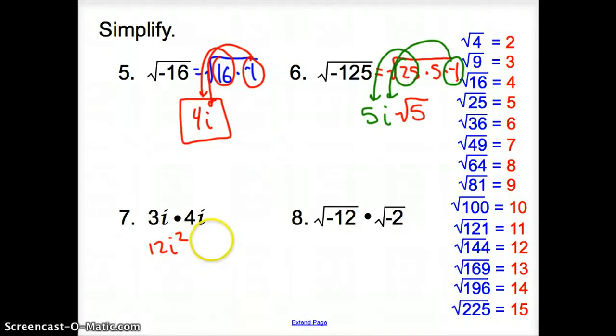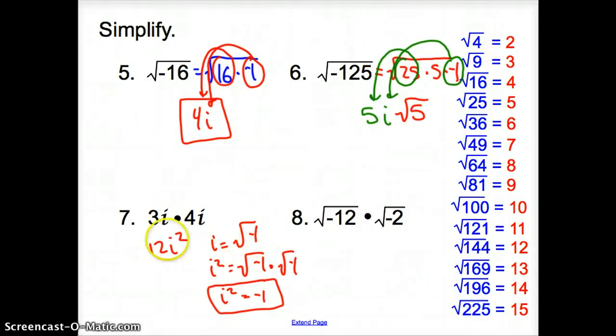i is the square root of -1. i squared means that it's the square root of -1 times the square root of -1. Well, the square roots would undo each other, so i squared must be a -1. Big key right there. i squared is -1. Big key. Hint, hint, wink, wink.